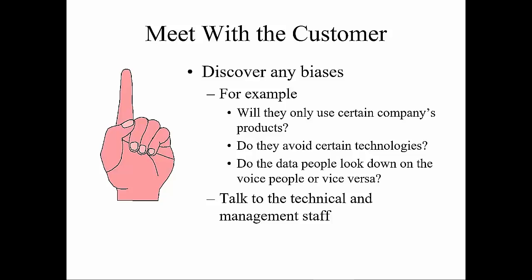You also need to look and discover any type of biases. Some companies will not use Juniper equipment because one of their managers hates Juniper. So you need to understand the biases. You also should understand, do they avoid any specific types of technology? Some companies refuse to use BYOD. The idea of bringing user devices into the network is absurd to them. So you have to be able to understand the technologies that they're willing to use and not willing to use. Do the data people look down on the voice people or vice versa?